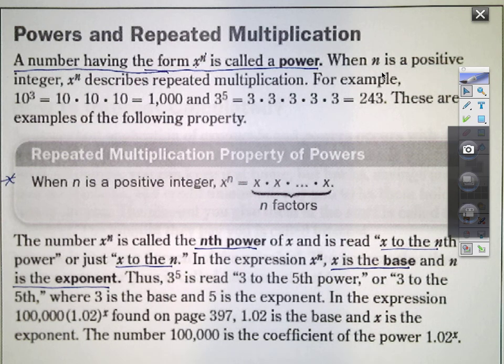Okay? In the expression x to the n power, x is what we call our base, and n is the exponent. So therefore, if you look at 3 to the fifth power, 3 is the base, 5 is our exponent. In the expression 100,000 times the quantity 1.02 to the x, which is what we're going to find here shortly, 1.02 is our base, x is our exponent. 1.02 to the x is the power.